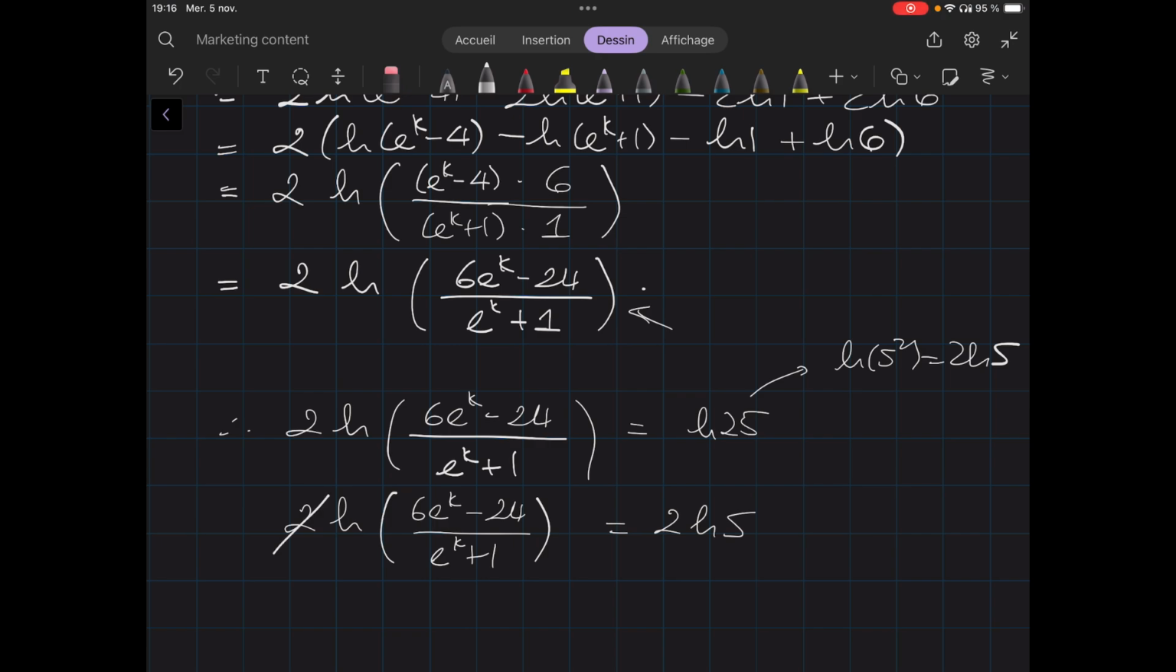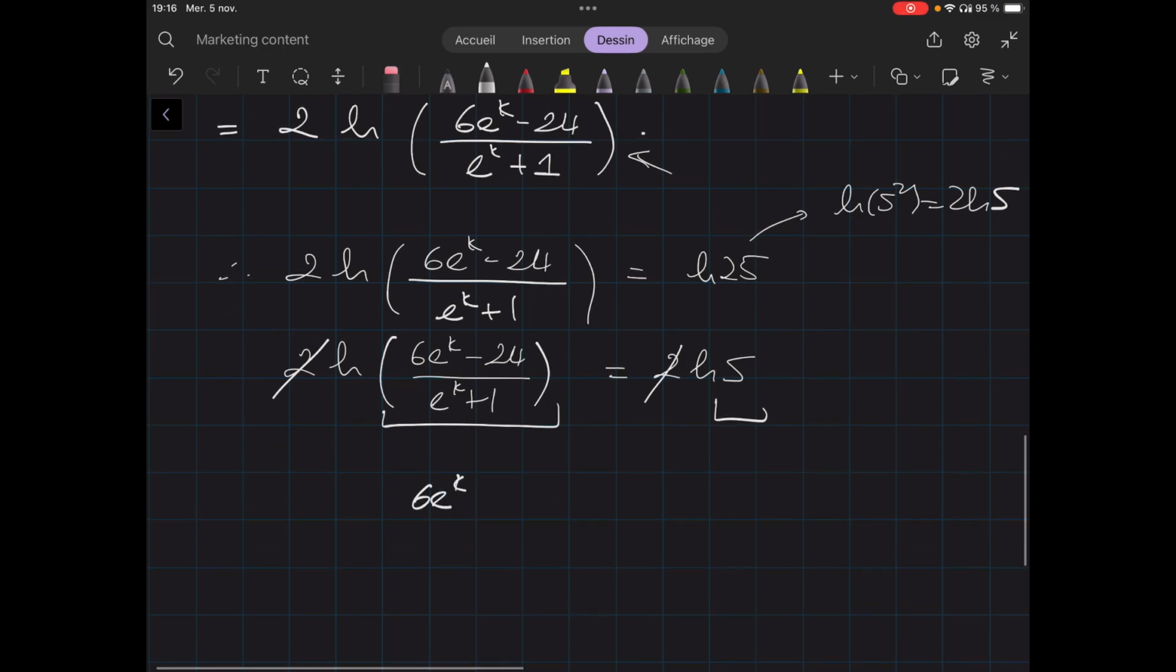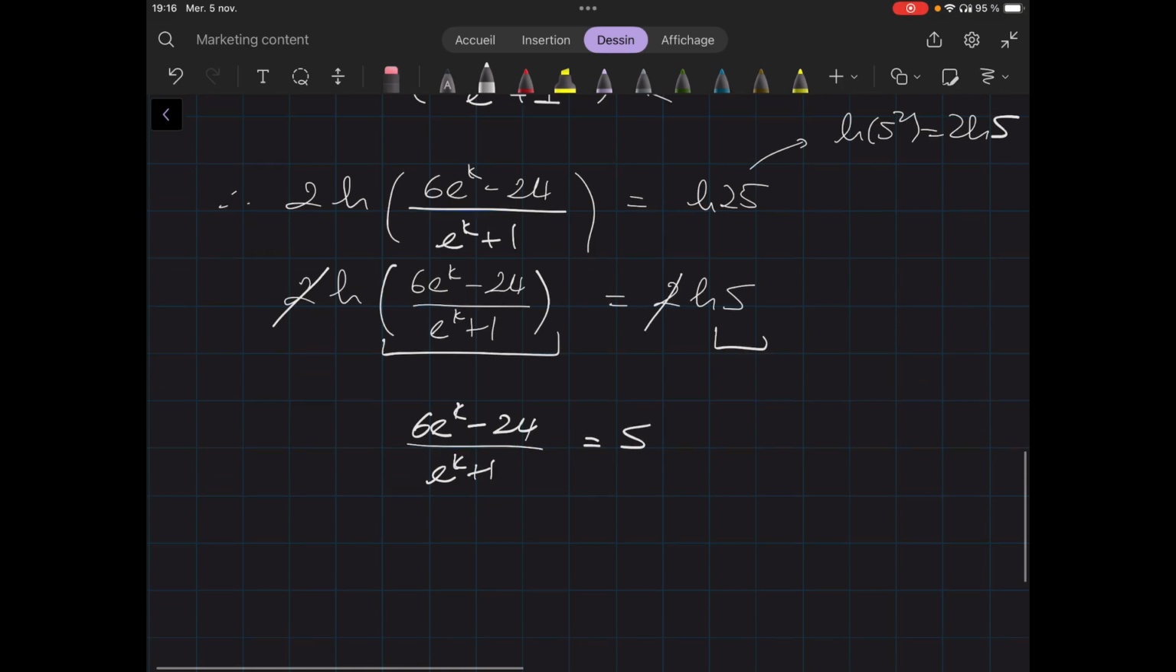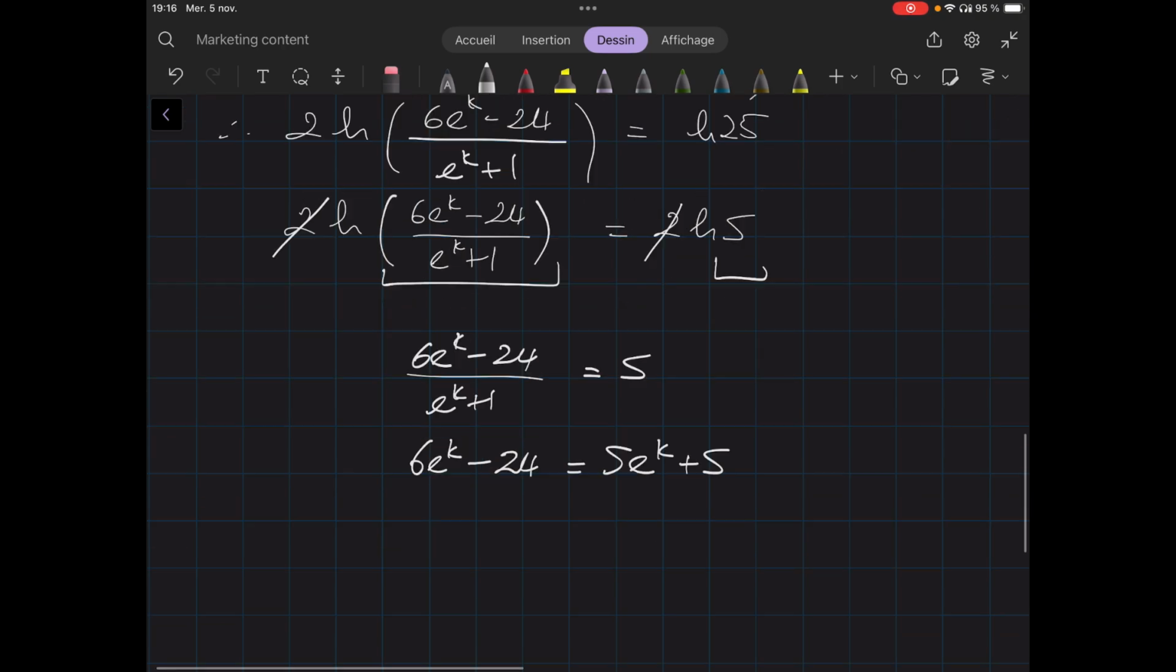We can then simplify the 2's, and we notice that the arguments have to be equal for the two sides to be equal. Now we just have to solve a very straightforward equation. And we found out that k is equal to ln of 29.